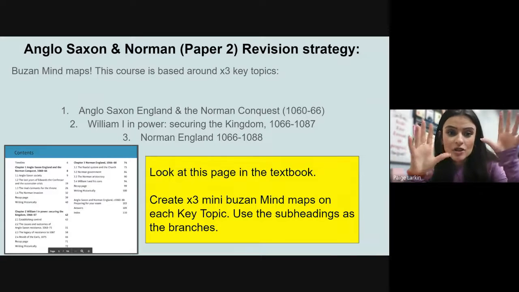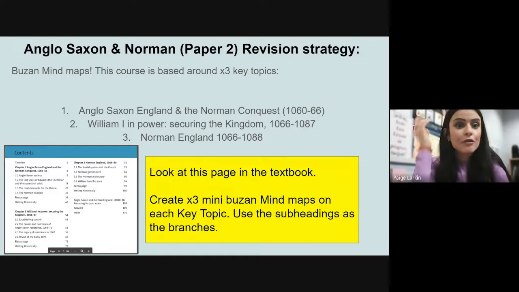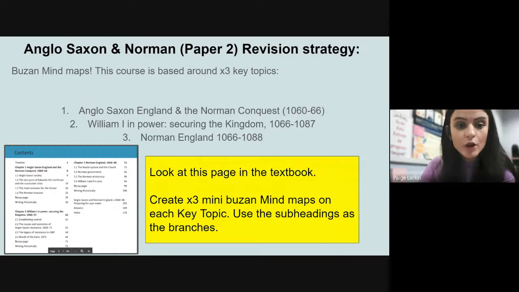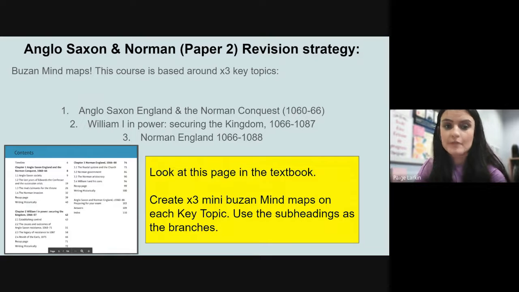Because these little branches are going to trigger them to have thoughts and to recall some of that intricate knowledge that's very, very much useful when it comes to approaching the Anglo-Saxon and Norman unit. Now, Booz and mind maps, we really like doing them at Roding Valley, and they work perfectly for the Anglo-Saxon and Norman paper. Okay, so this is a great strategy to use, and I would strongly suggest that they approach the revision like this when it comes to revising for this unit.